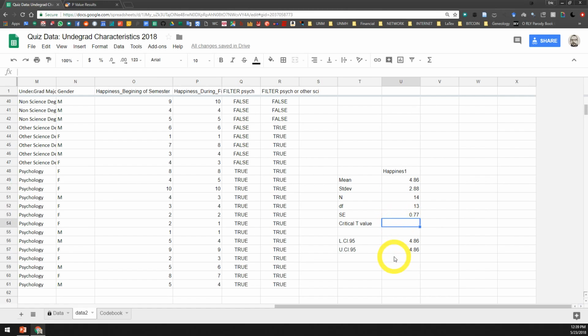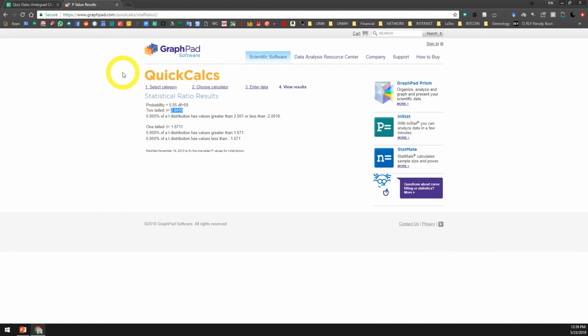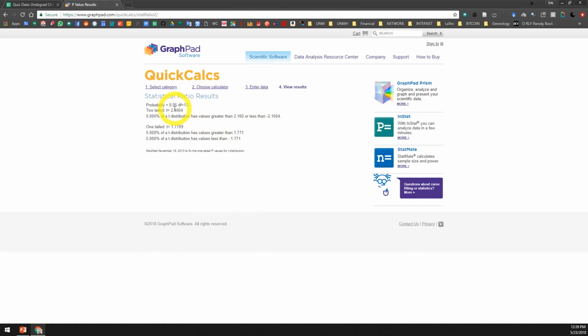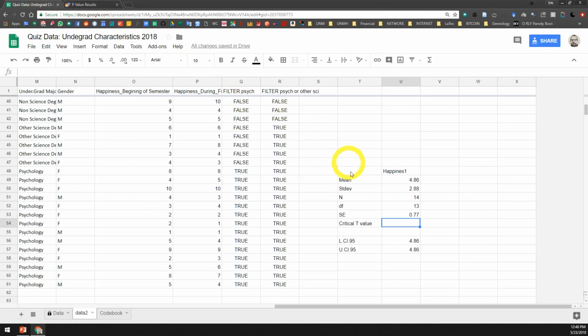So now we'll go to the critical T value. We're going to go back to this calculator. Remember, our alpha is the same, 0.05, because we're using a 95% confidence interval. But our degrees of freedom, instead of being 59, is now 13. We're going to compute our T. And we'll notice that we get a different T value, which is 2.16, so it's slightly bigger than the previous one. The previous one was almost exactly 2.